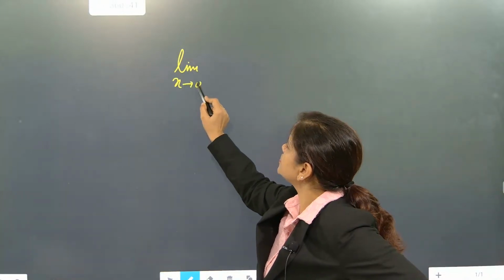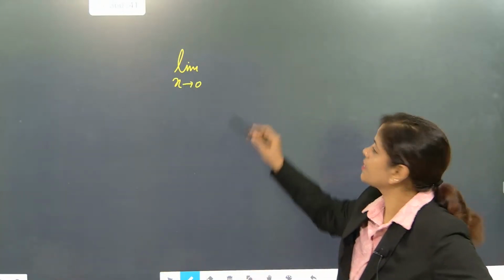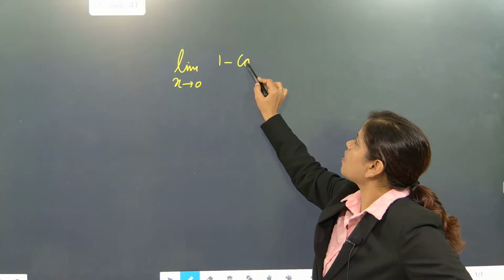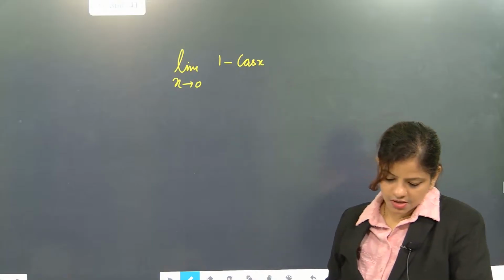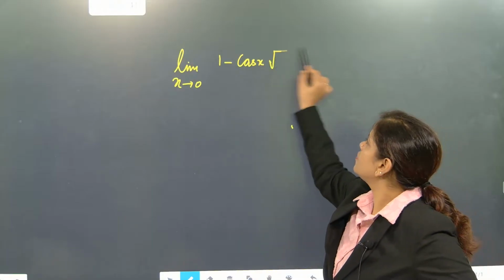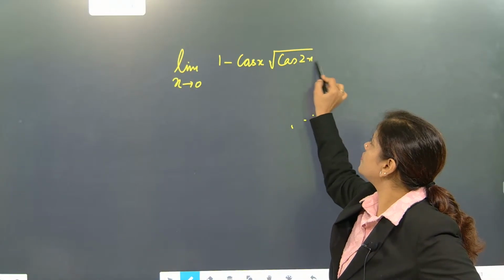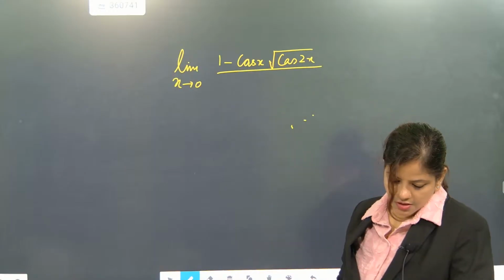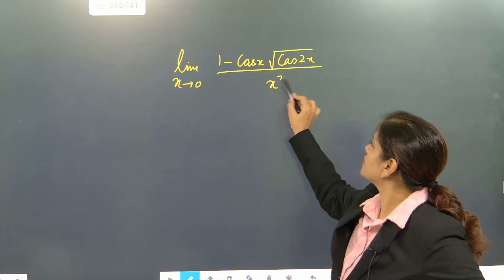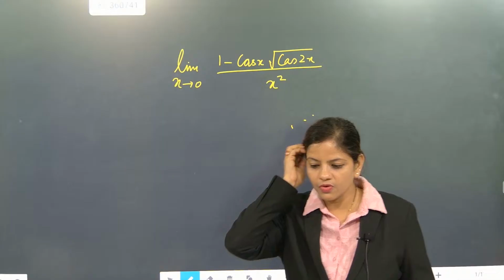limit x tends to 0, okay? 1 minus cos x, got it? Into cos 2x by x square. And your time starts now. Come on, go for it.